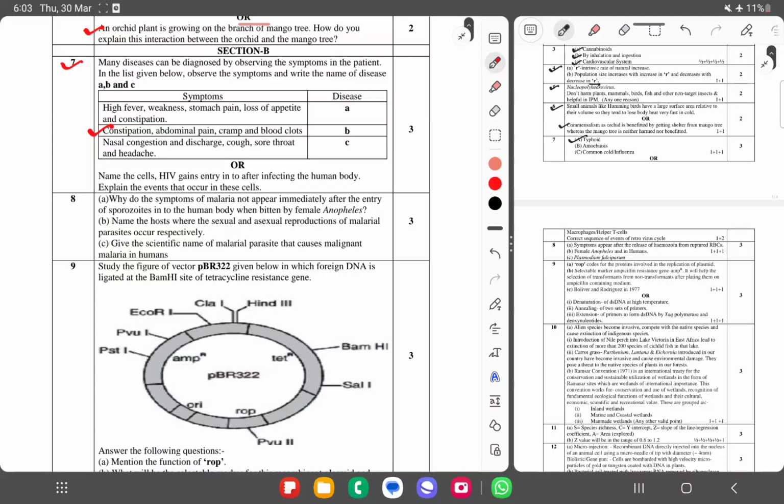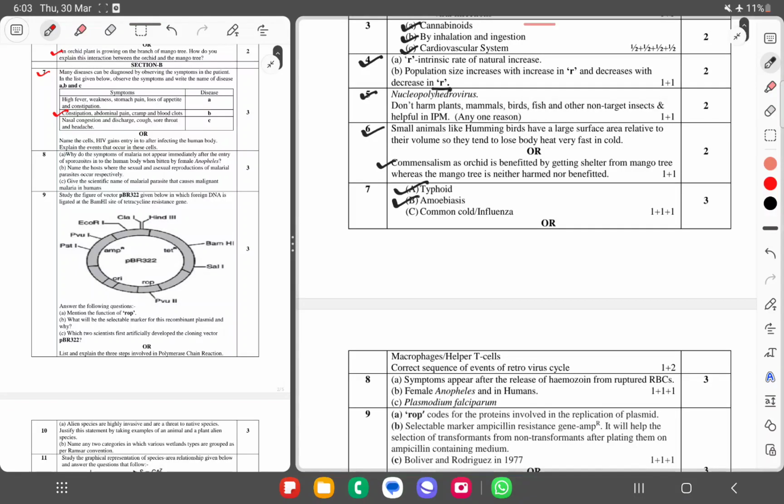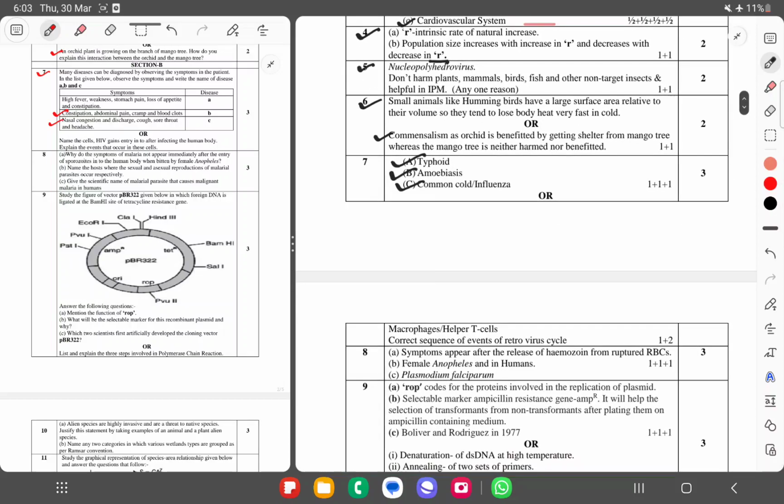नेक्स्ट वन, बी पार्ट. कॉन्स्टिपेशन, एब्डोमिनल पेन, क्रैम्प एंड ब्लड क्लॉट्स. पेट में दर्द हो रहा है या क्रैम्प्स आ रहे हैं, ब्लड क्लॉट्स हो रहा है, तो उस सिचुएशन में खून अगर जम रहा है तो वहाँ पर एमोबाइसिस है. नेक्स्ट वन, नसल कंजेशन, डिस्चार्ज, कफ, सोर थ्रोट एंड हेडेक. दिस इज द कॉमन कोल्ड एंड इन्फ्लुएंजा. ठीक है, आगे चलते हैं.